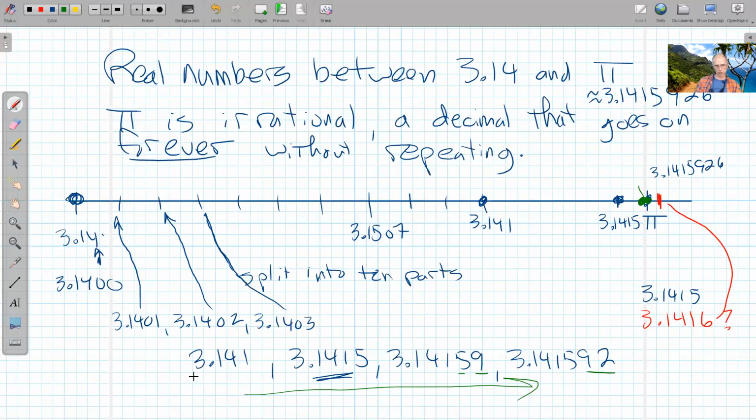And again, just notice where the first option is. If we go one more place, that ends up being way over here. Notice how quickly we zoom into pi right there.